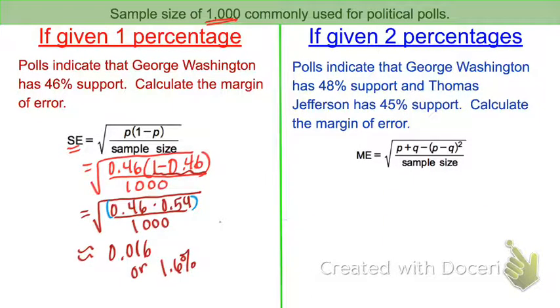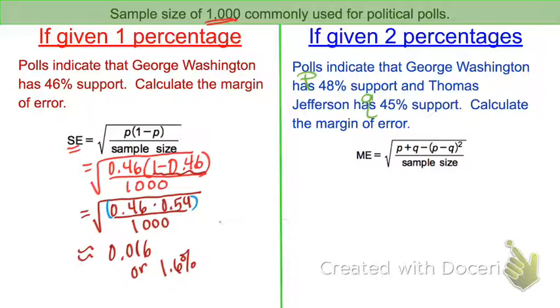All right, let's do the other one. If you're given 2 percentages, it says polls indicate that George Washington has a 48% support and Thomas Jefferson has 45% support. So we're just going to pick one of those to be P and one of them to be Q. It really doesn't matter which is which, but you have to pick one and substitute them in the right place. So I'm just going to put P here and Q here.